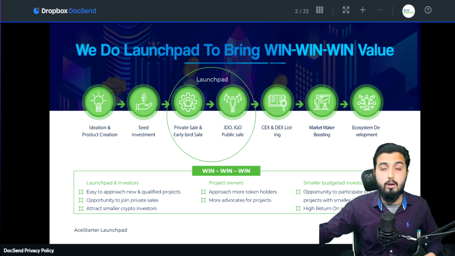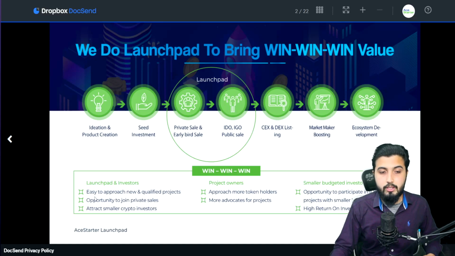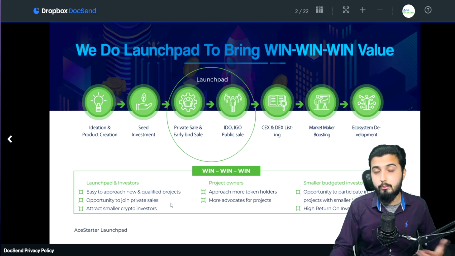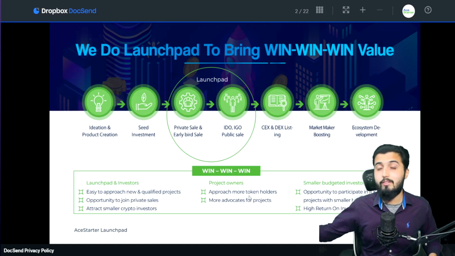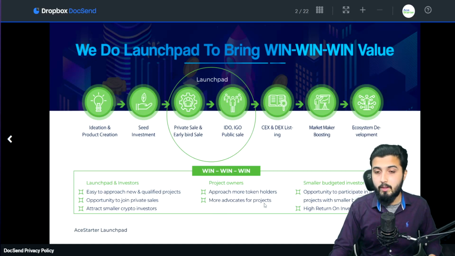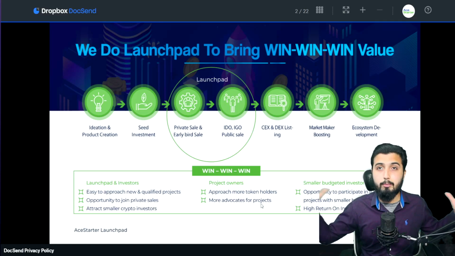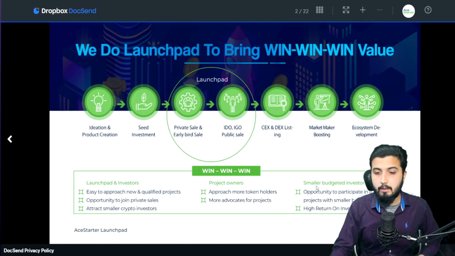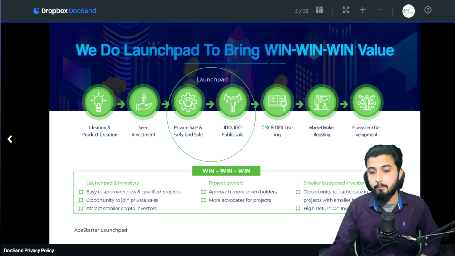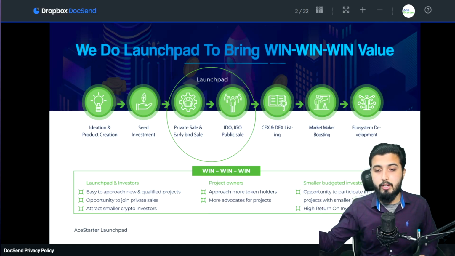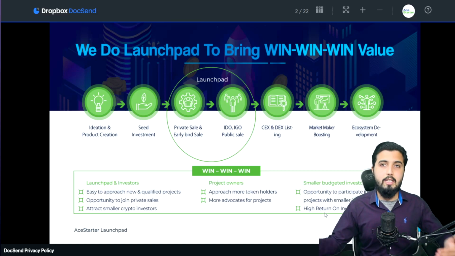So how do all three of these win? For Launchpad investors: easy to approach new and qualified projects, opportunity to join private sales, and attracting small crypto investors. This is how the Launchpad wins. In the case of project owners, they approach more token holders, so they get more potential investors, and there are more advocates for projects, so that they can share it with other people, and it brings exposure to the project. And then we have small budget investors. How do they win? They have the opportunity to participate in IDO projects with small budgets based on their subscription model, which is completely fair, and they get high ROI on those projects. And this is how all these three win.